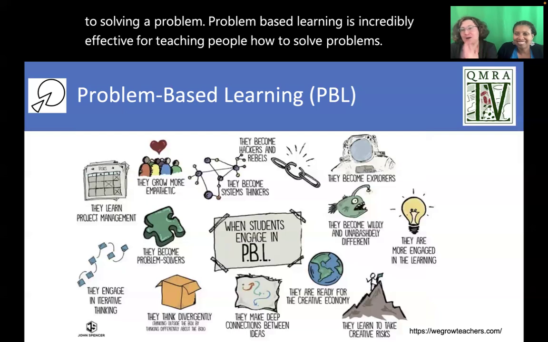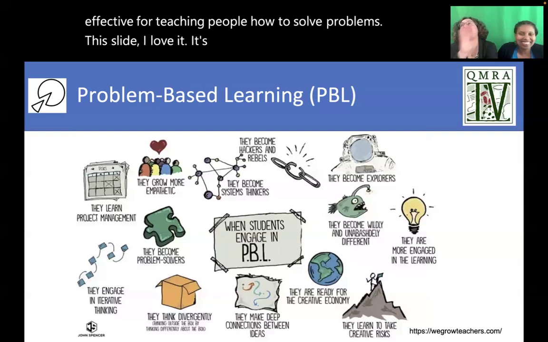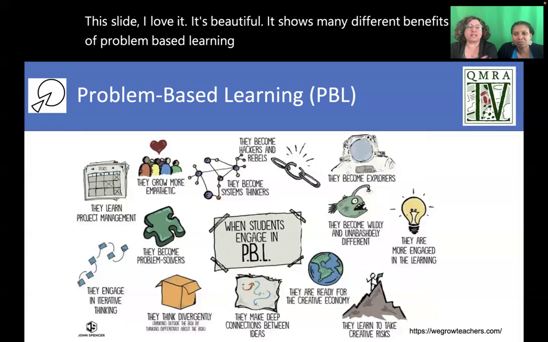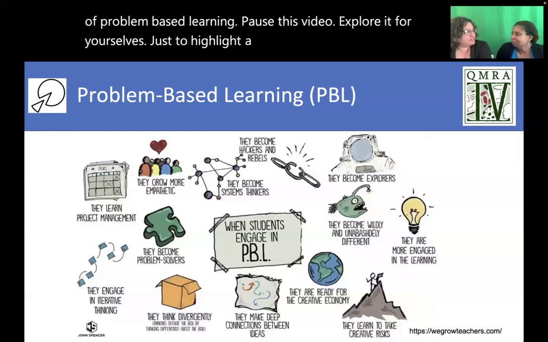This slide, I love it. It's beautiful. It shows many different benefits of problem-based learning. Pause this video, explore it for yourselves, just to highlight a few. Carmen, would you like to?